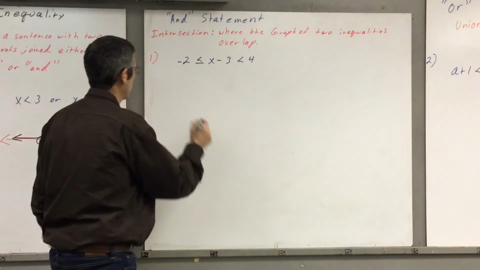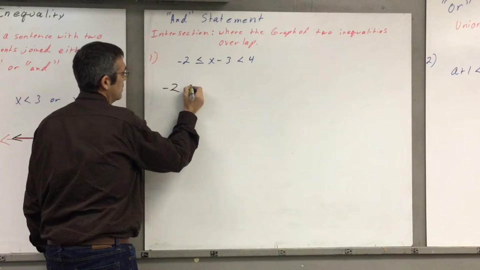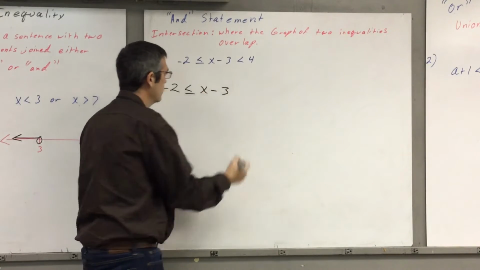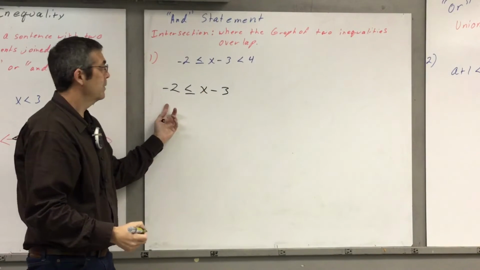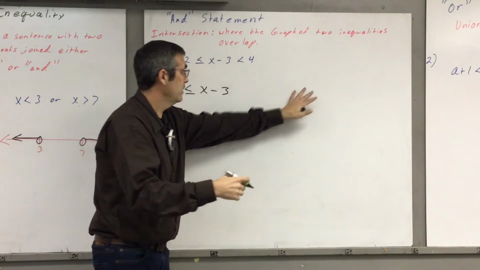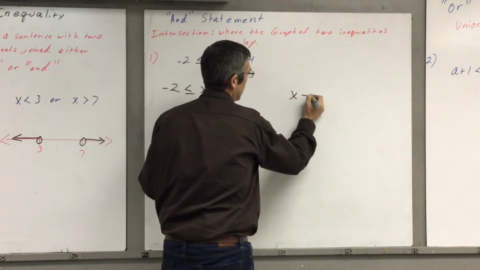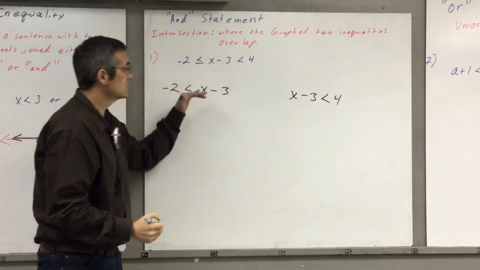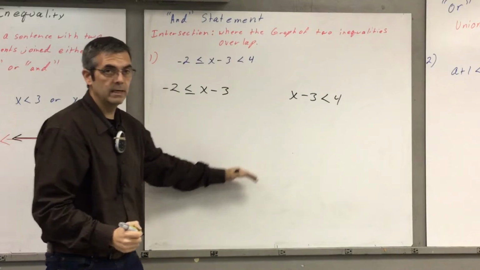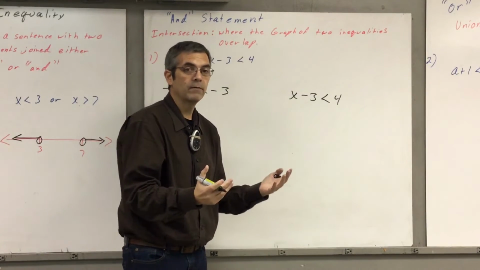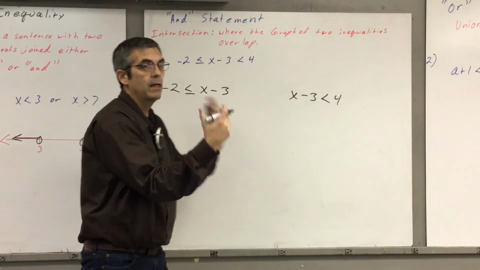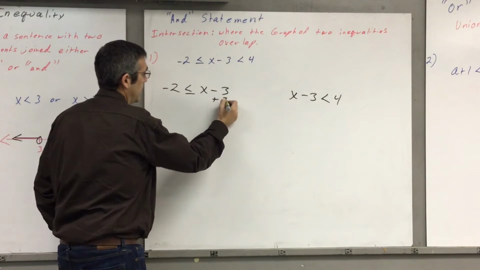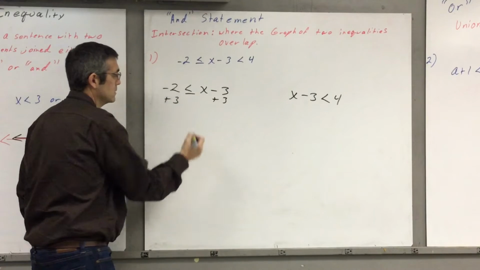So we're going to rewrite this: -2 less than or equal to x minus 3. So now I have one problem here, but I'm going to do it again and put it over here: x minus 3 less than 4. I'm going to solve these inequalities all the way down, and then I'm going to put it on a graph to say, well, between this and this, that's when it's a true statement. Okay? So we're going to add 3 to both sides.